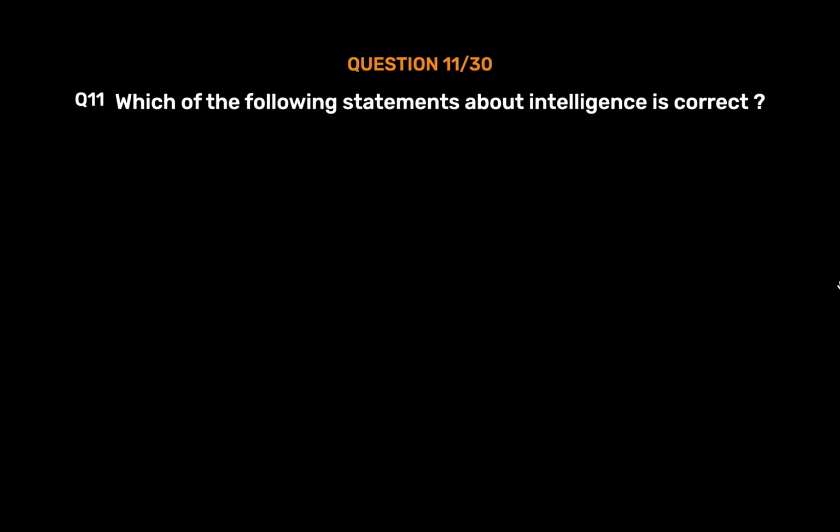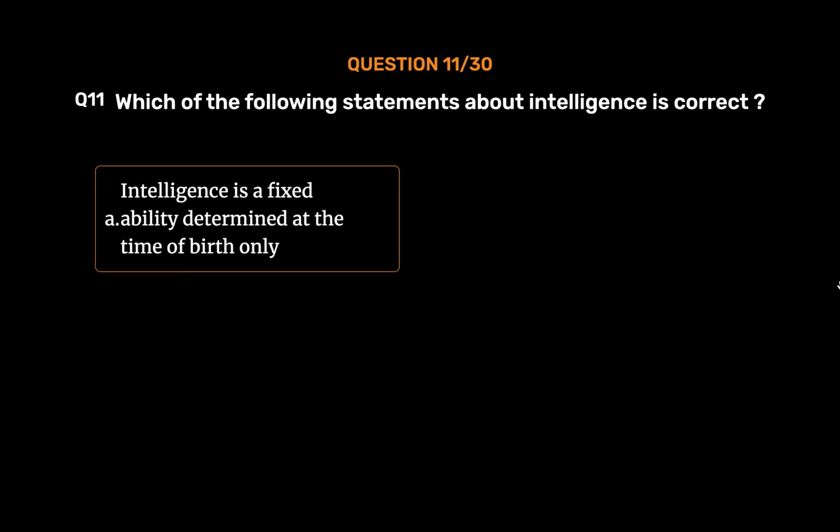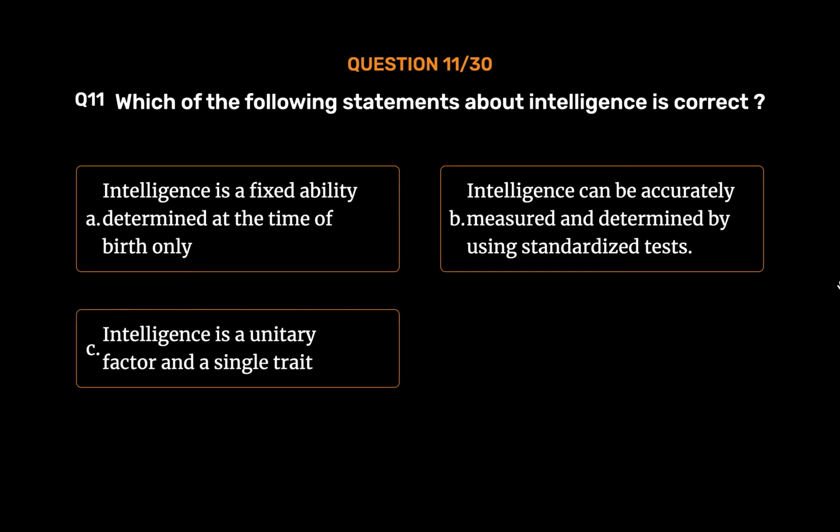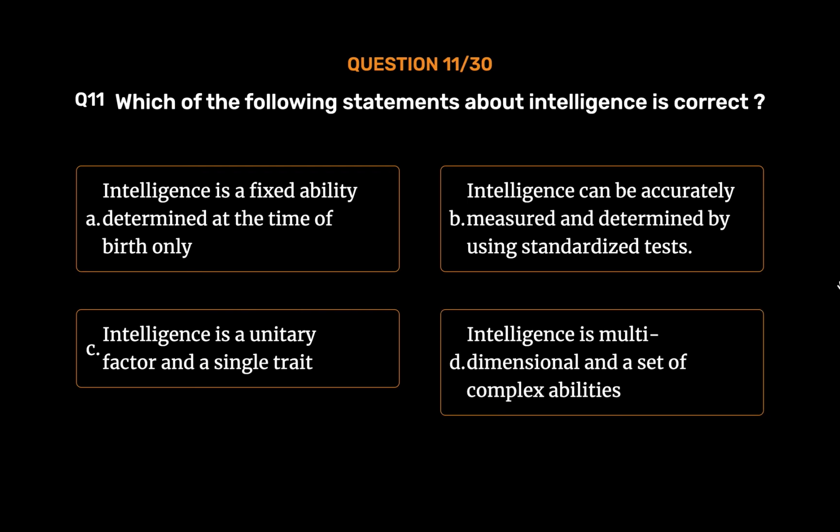Question number 11. Which of the following statements about intelligence is correct? Option A. Intelligence is a fixed ability determined at the time of birth only. Option B. Intelligence can be accurately measured and determined by using standardized tests. Option C. Intelligence is a unitary factor and a single trait. Option D. Intelligence is multidimensional and a set of complex abilities. The correct answer is Option D. Intelligence is multidimensional and a set of complex abilities.